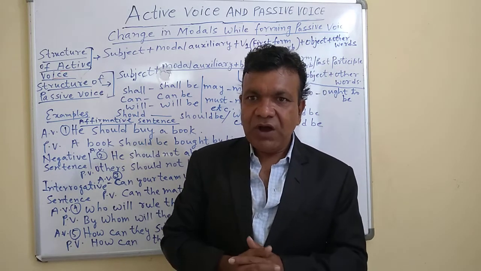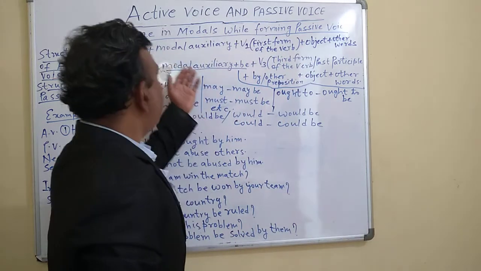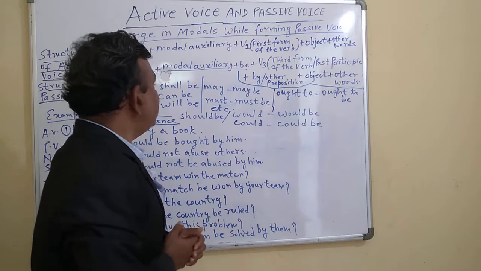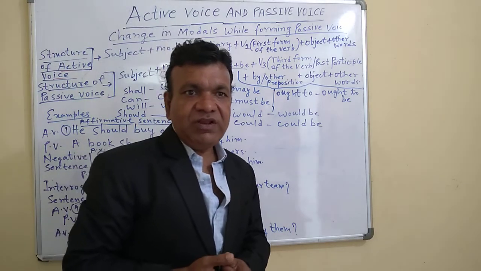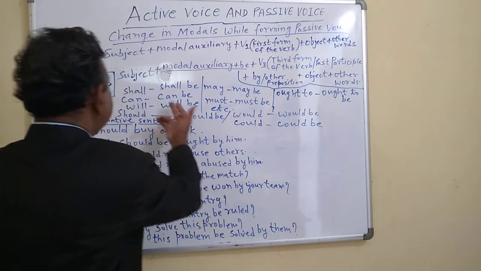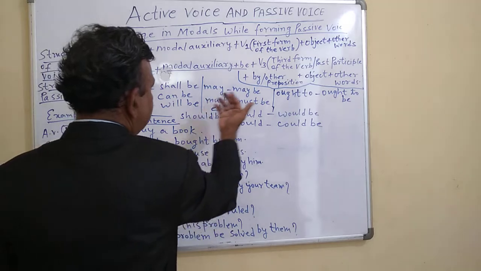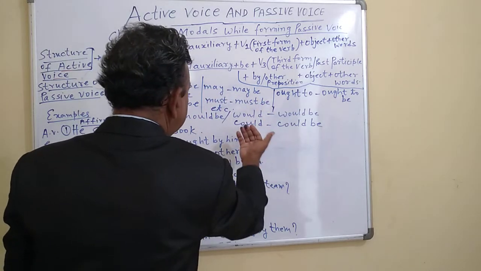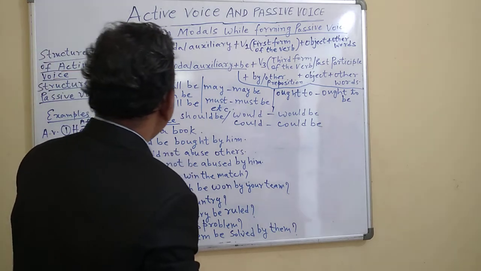Today, I'm going to teach you how to change the active and passive voice of the modal auxiliaries. Now you see here, children, what are the modal auxiliaries here? Shall, can, will, should, may, must, ought to, would, could, all these are modal auxiliaries.